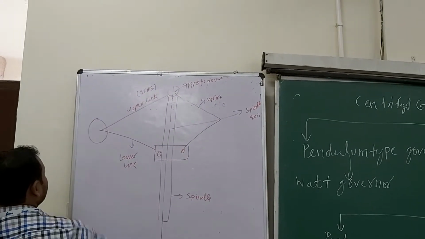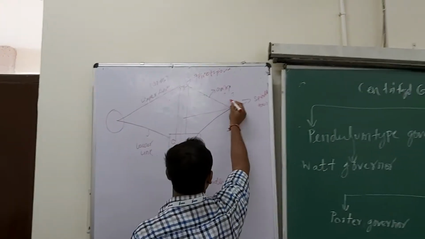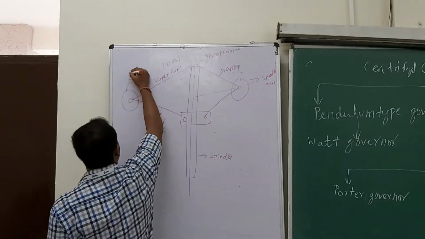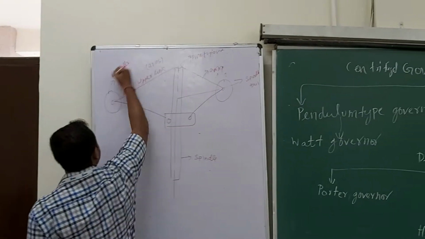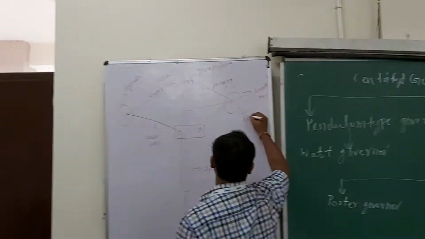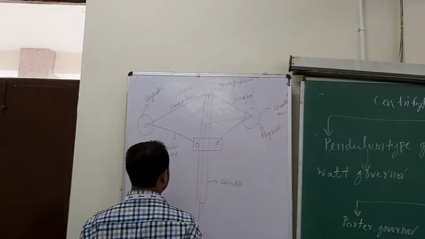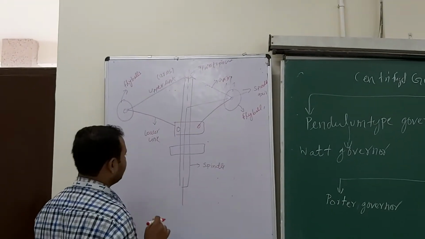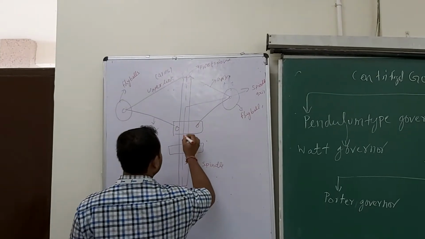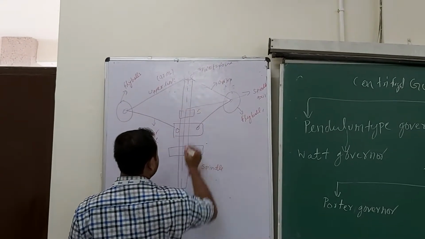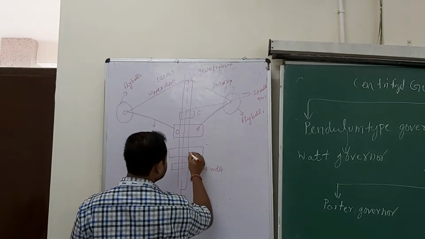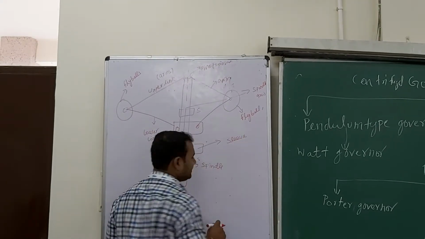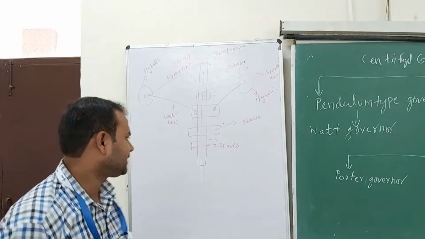Here we use equal masses of fly balls. These are the fly balls. Okay. We use a sleeve and two stop points. It is mounted on the spindle. The sleeve is just a kind of dead weight.